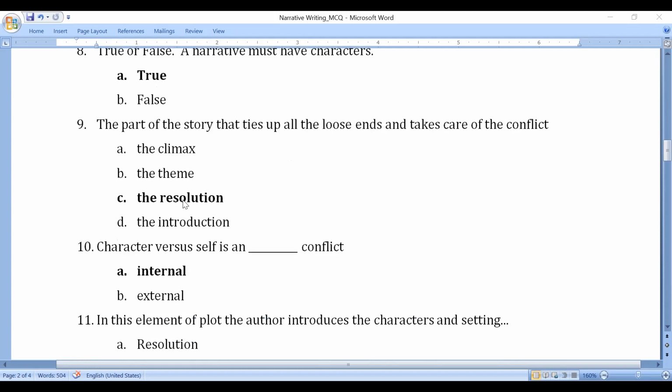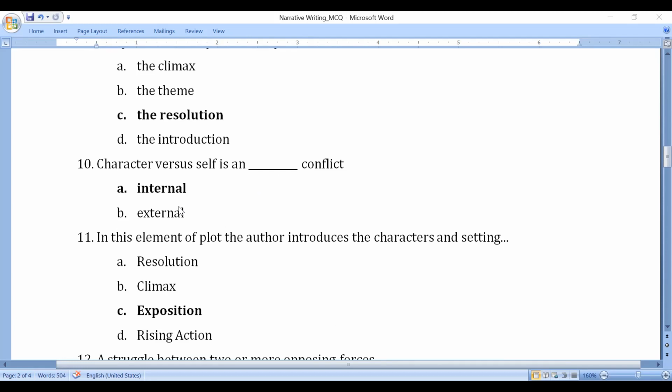The part of the story that ties up all the loose ends and takes care of the conflict. What is the part that ties up the loose ends of the story? Is it the climax? Is it the theme? Is it the resolution, or is it the introduction? Resolution means when the story is about to end, it ties all loose ends of the story.